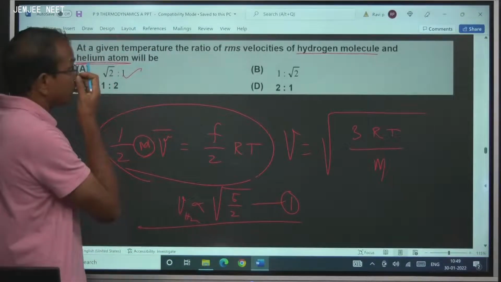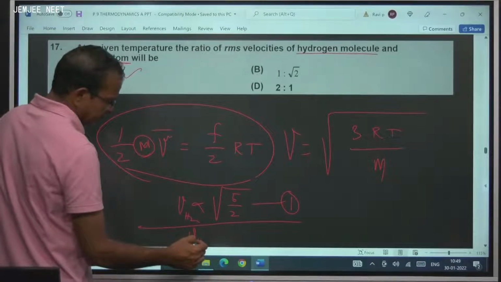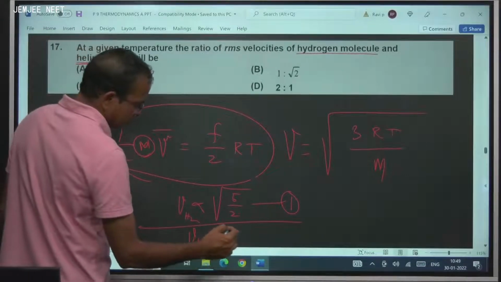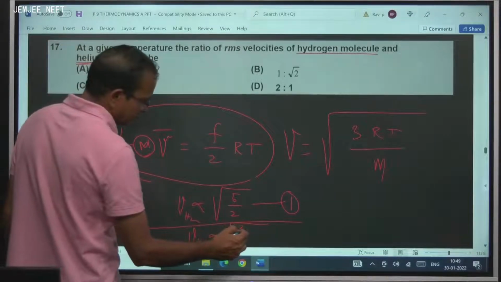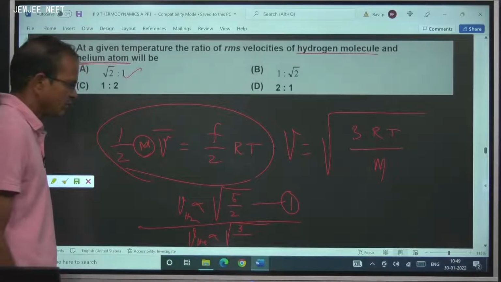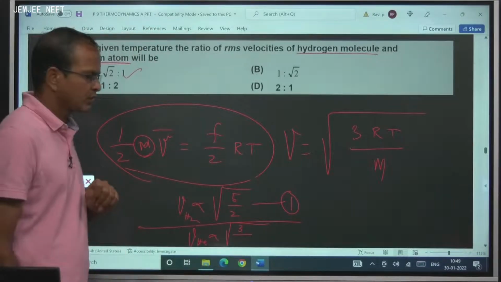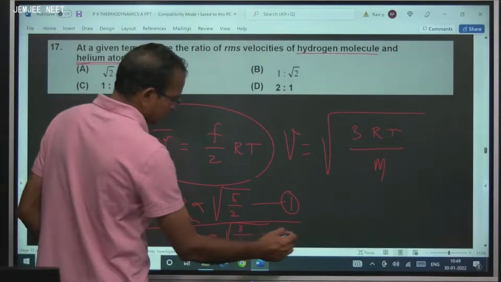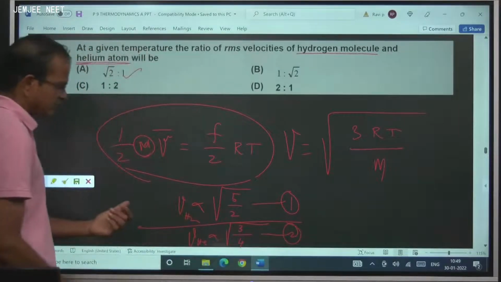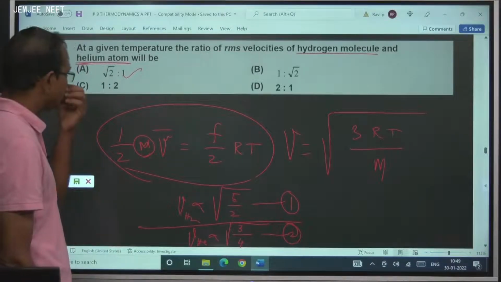Next I want to take helium. Velocity of helium. It's a monoatomic gas. So what will F be? 3. What's the molecular mass of helium? Come on. 4. That's all. Now find the ratio as per requirement. Find the ratio. See what answer comes.